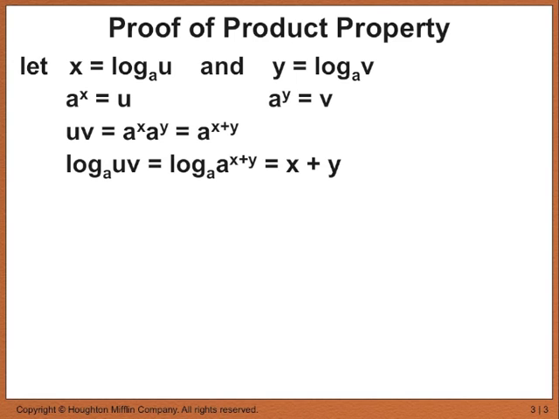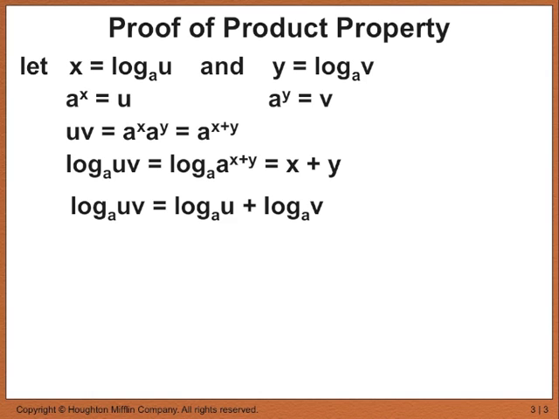Now if we take log base a of both sides, and that's simply a fundamental property of algebra, that whatever you do on one side of the equation, you do on the other. So we have log base a of uv equals log base a of a to the x plus y, and that equals x plus y. We know that from the identities that we already learned, because a to the what is a to the x plus y? Well, x plus y. That's simply a rewriting of log base a of a to the x plus y is x plus y.